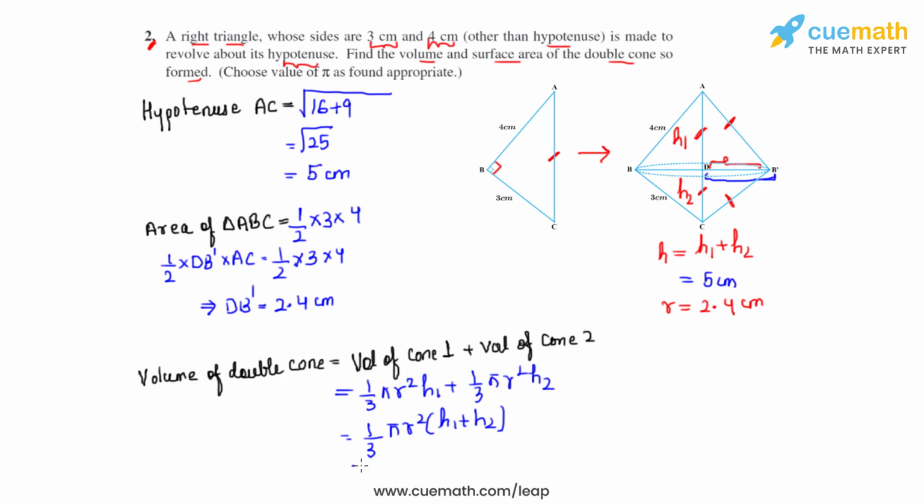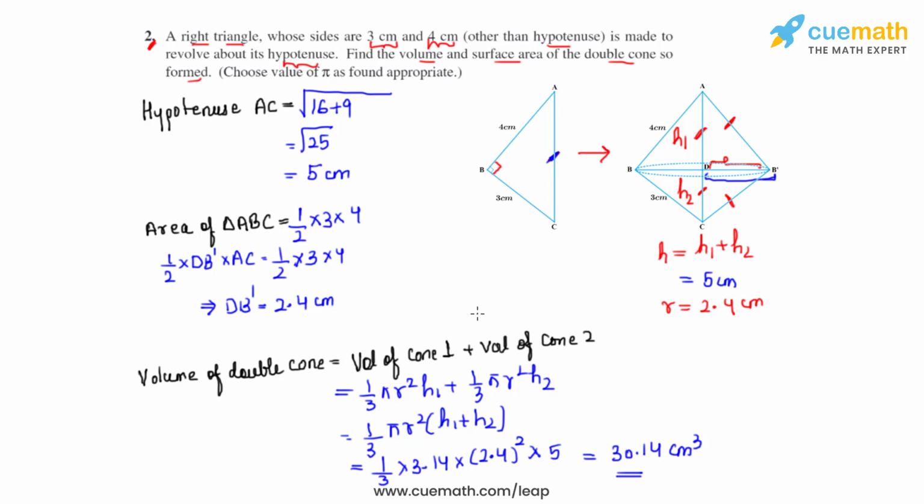So as we know all of these values, let's substitute them in. We substitute them in with 1/3 times 3.14, r square will be 2.4 the whole square and H1 plus H2 will be 5. So on calculation, we get the answer as 30.14 centimeter cube, and that is the volume of the double cone which is formed by revolving the right angle triangle ABC about its hypotenuse.